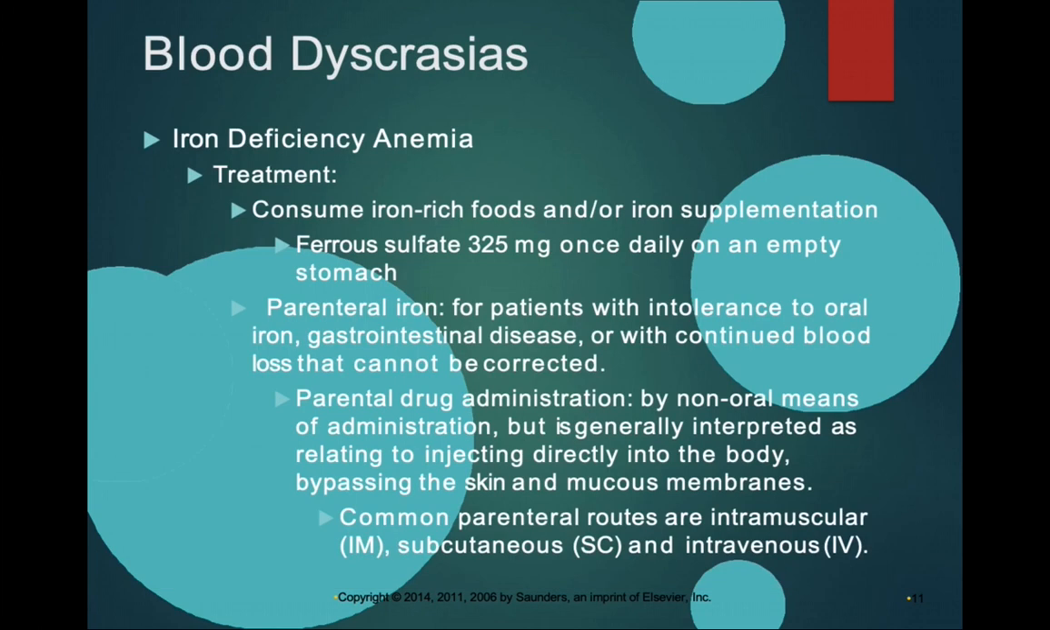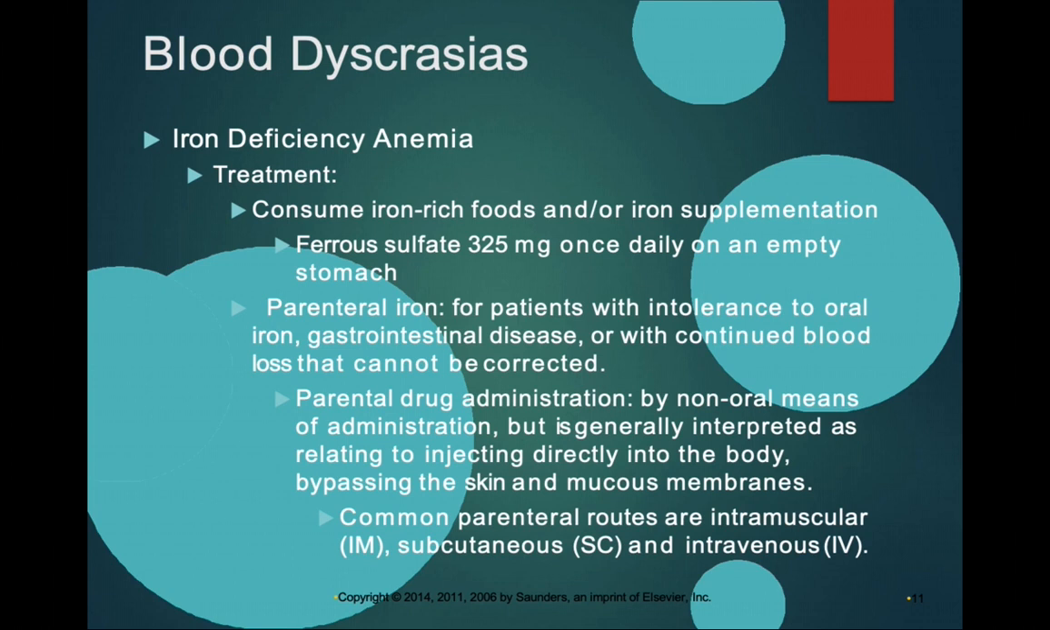Okay, iron deficiency anemia. So treatment is consume iron-rich foods and iron supplementation. Have to be very careful with iron supplementation. Iron is known to constipate a lot of people. So it's important to be aware that there are many different forms of iron and to try and consume it in non-constipating forms. I'm not going to ask you anything on dosages or anything like that.